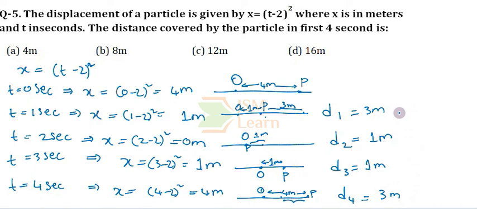So when we add up all the distances, we get the distance covered by the particle in all 4 seconds: for the 1st second, 2nd second, 3rd and 4th second, that is 8 meters. It matches with option B.